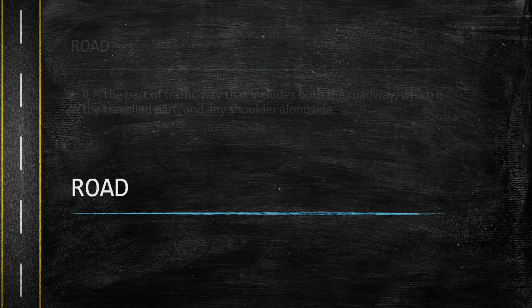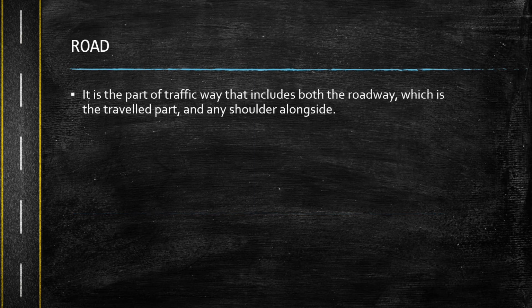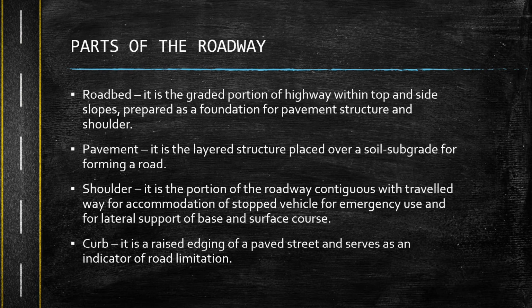Now, let's go to road. Road is the part of traffic way that includes both the roadway, kung saan yung dinadaanan, which is the traveled part, and any shoulder alongside. So what are the parts of the roadway ba? Roadbed, it is the graded portion of the highway within top and side slopes prepared as a foundation for pavement, structure, and shoulder. So si roadbed, ito yung pinaka-base ng highway or pinaka-base ng kalsada kung saan dito ipapatong yung graded portion as well as yung top and side slopes.